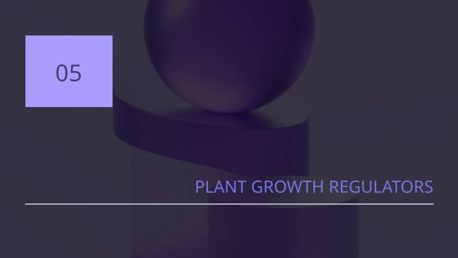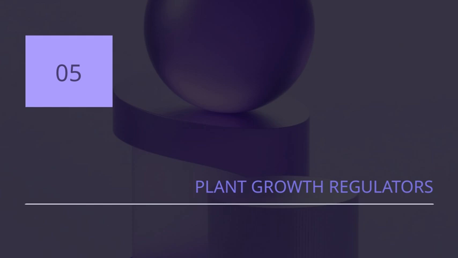Now, let's move on to plant growth regulators. These are substances that influence the growth and development of plants in various ways. They are crucial tools in agriculture and horticulture because they help manage plant behavior, improve yields, and even control plant shape. Think of them as the plant's own chemical managers, directing growth processes to meet specific needs.